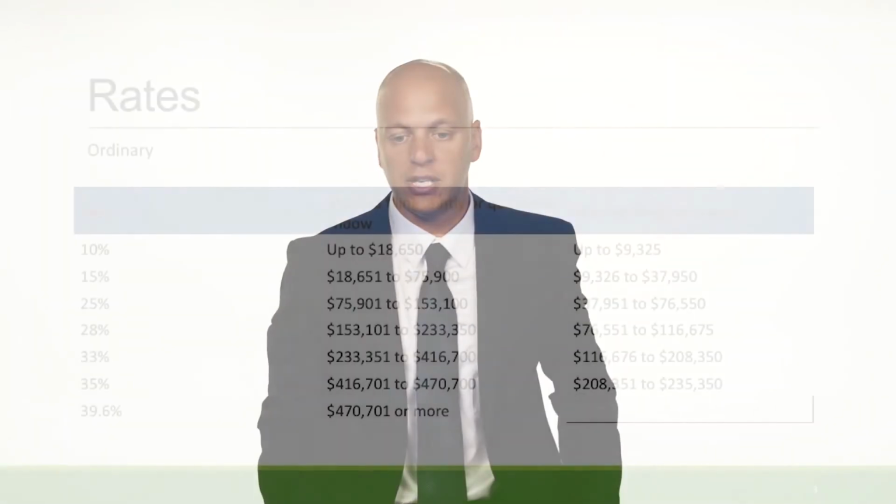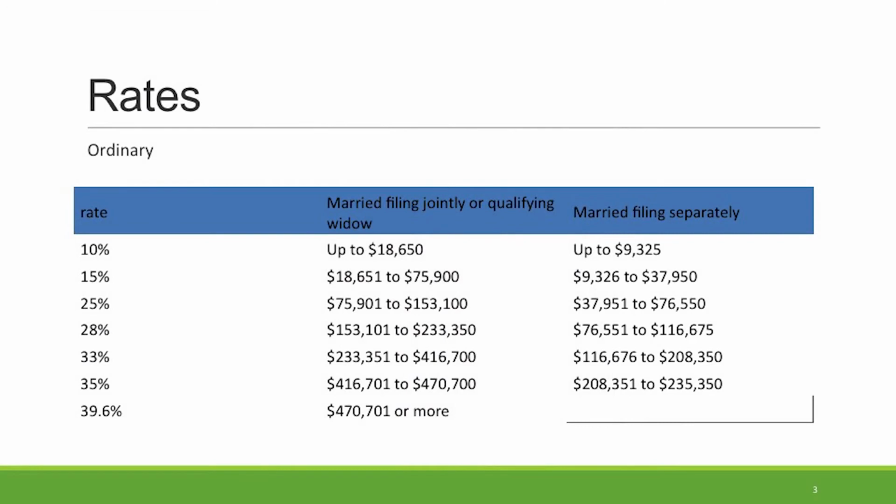They want to know, when am I kicked into that next bracket, and can I lower myself down into a lower bracket? So look at 15%. That's $75,900. 25% goes up to $153,100. 28% goes to $233,000, 33% goes to $416,000, 35% goes to $470,000, and 39.6% is $470,000 or more.